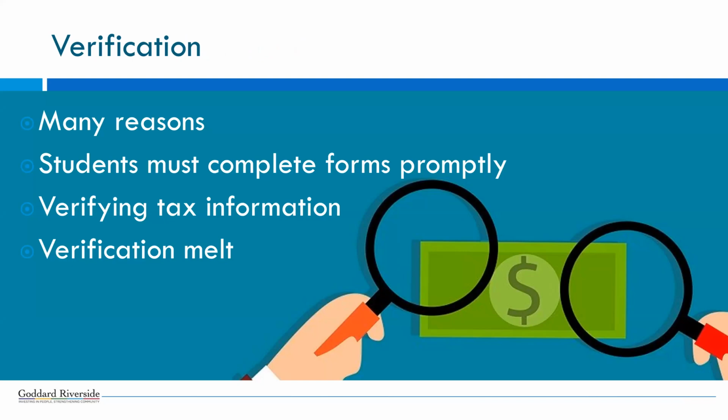So verification can happen for many reasons. And there's no rhyme or reason to that. It can be so many different things. Students have to complete forms promptly. There are time limits and things that need to be done in a timely manner. They may be required to verify tax information. They may request a student to submit their tax transcript, or any set of tax information documents that will help them to see non-filer status if you claim that you're not filing, things that will just show them that the information that you have given them is true and accurate. And again, it happens for any number of reasons.